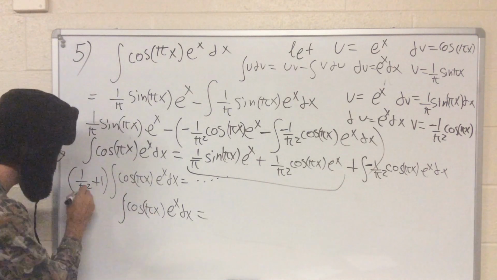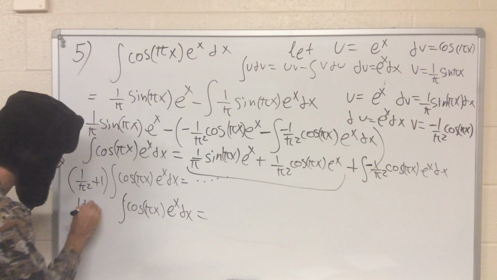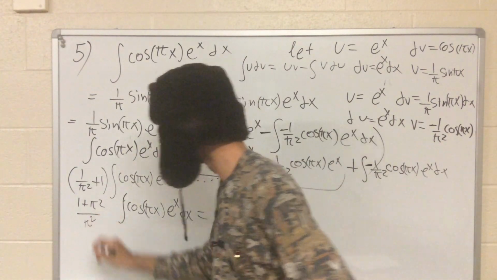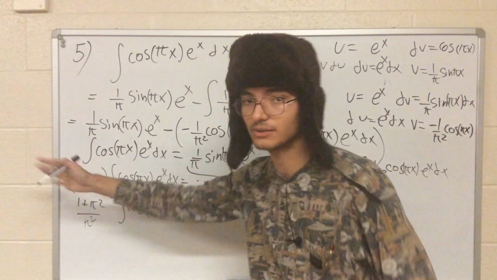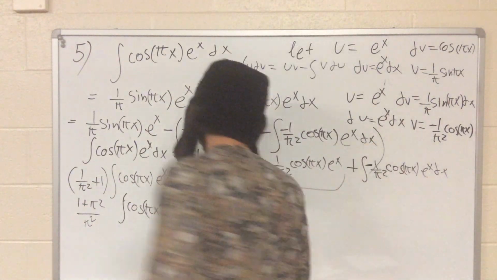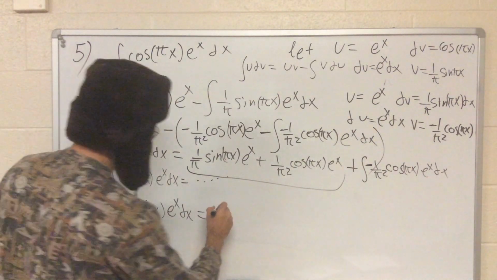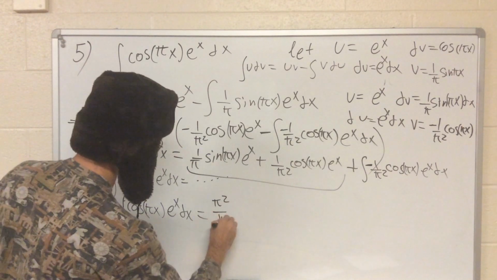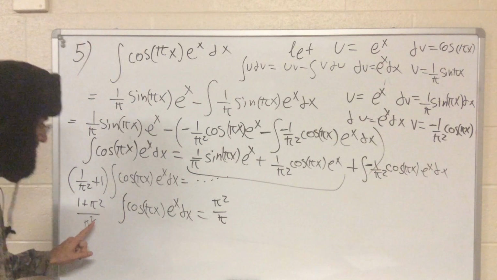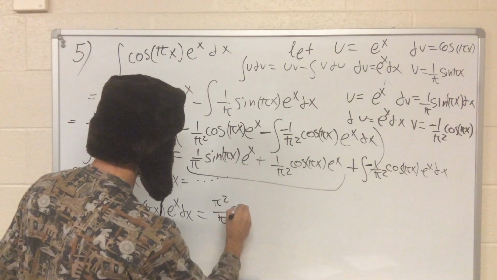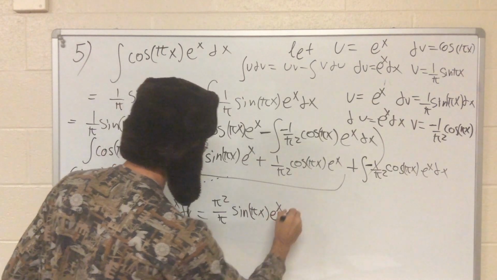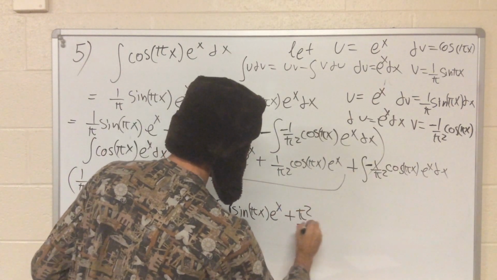And let's see what we could do with this. Can we find the common denominator? Well, let's see, 1 plus pi squared, all of that divided by pi squared. So we just multiply by the reciprocal on both sides, and that will be something like this. That will be pi squared over pi, and then we're going to have sine of pi x times e to the x, plus pi squared over pi squared.